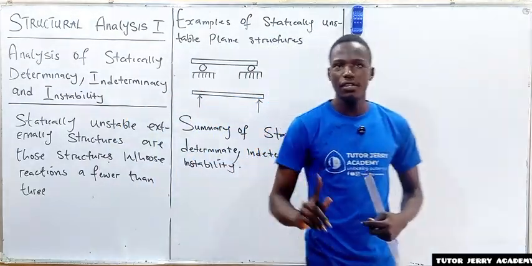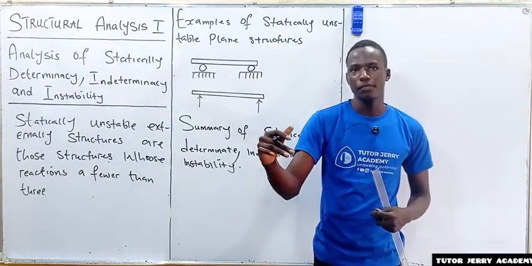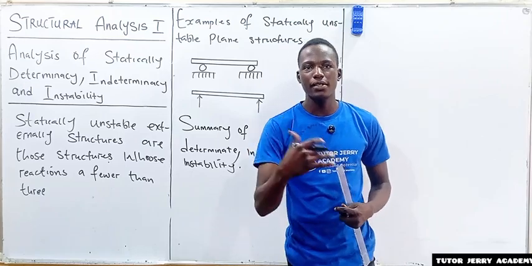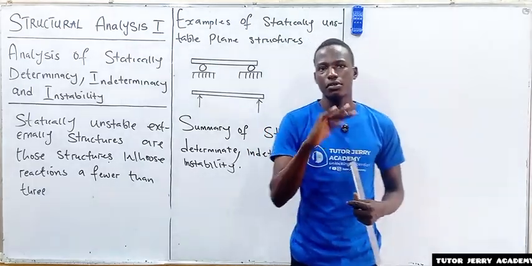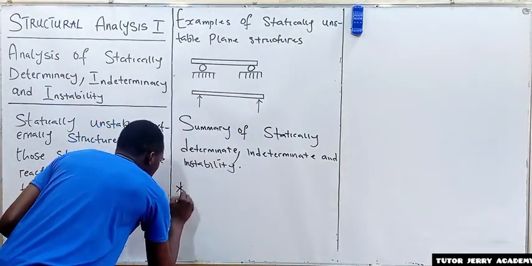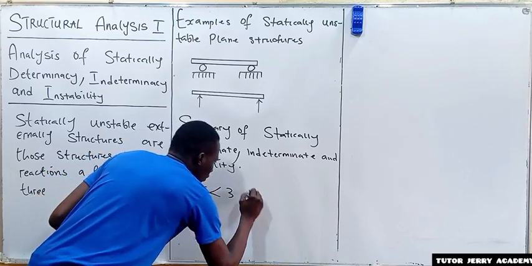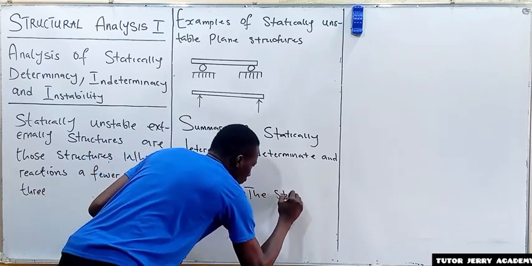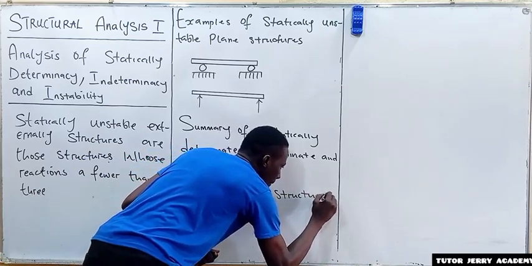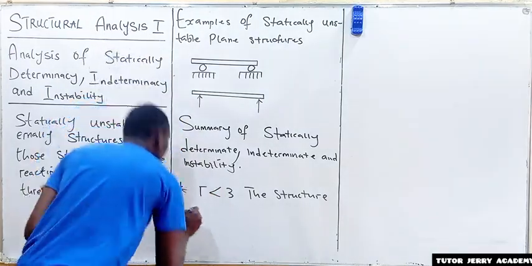The first point you have to note is R less than 3. When we have reactions that are less than 3, the structure is unstable externally. So this is our first point. R less than 3 means the structure is unstable externally.